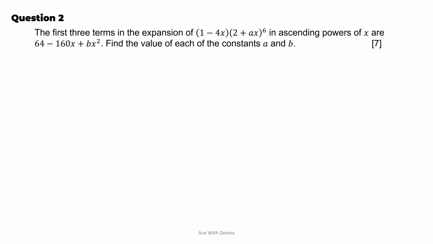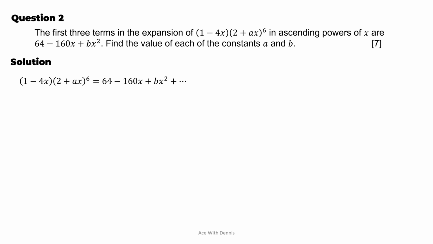Question 2. The first three terms in the expansion of 1 minus 4x times 2 plus ax to the power of 6 in ascending powers of x are 64 minus 160x plus bx squared. Find the value of each of the constants a and b. 7 marks. Here's the solution.